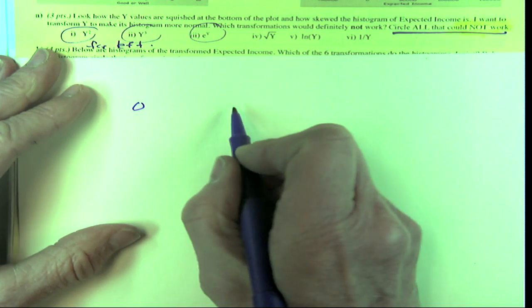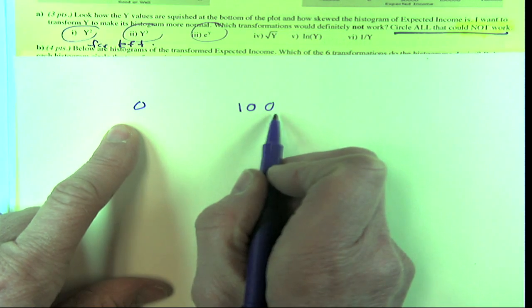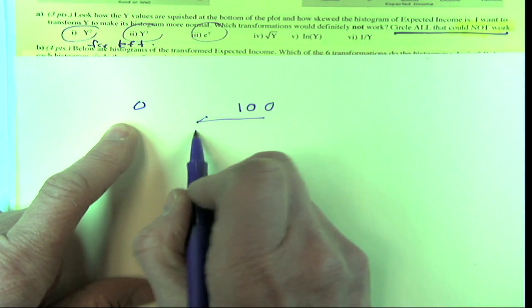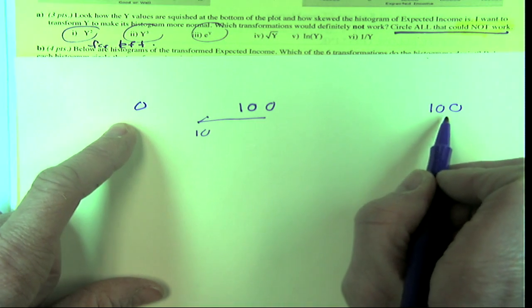Well, just think of, like, let's look at 0 and 100. If you took the square root of 100, that would bring it to 10. But if you took the log base 10 of 100, that would bring it all the way to 2. It brings it down further.